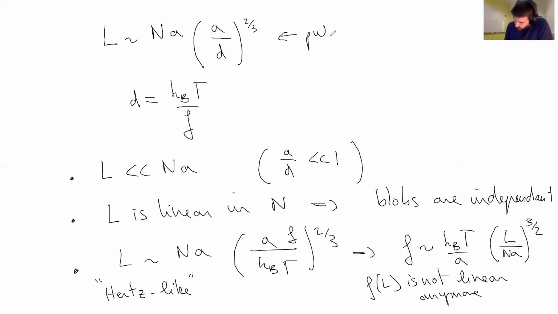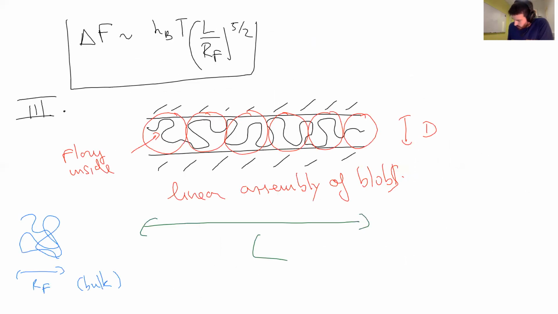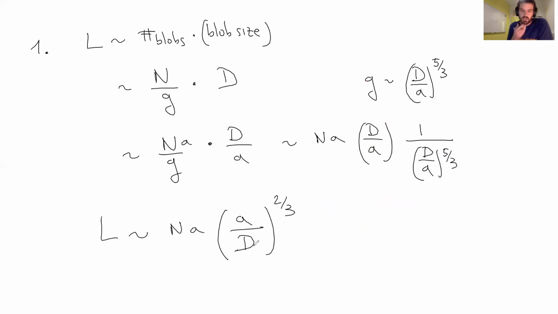This is the pooling. The only difference is that the confinement length scale was set by the force in the pooling, whereas here it's really a geometric confinement of size D. So it's capital D. But you have exactly the same limit. Again, it's linear in N. Again, it's much smaller than NA because I've chosen D so that it's still bigger than A, okay?